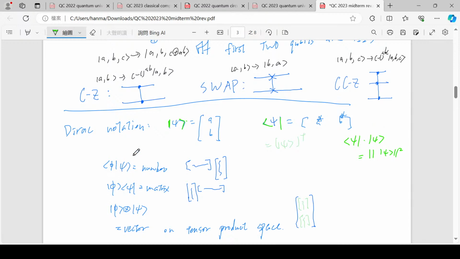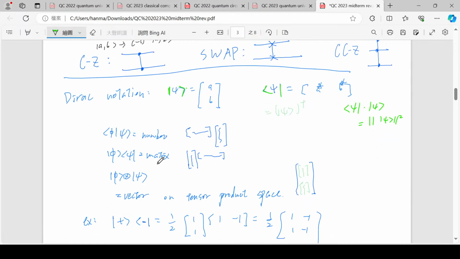But anyway, we list them together, then we just think of it as matrix multiplication. So the psi bra times phi ket is just a row vector times a column vector, and it becomes a number. And you can also have the outer product, so you have the phi ket times the psi bra. So it's a column vector times a row vector, so this will become a matrix. Okay, so this is one number, and this is a matrix with rank 1.